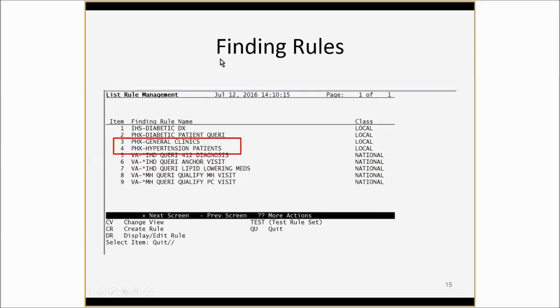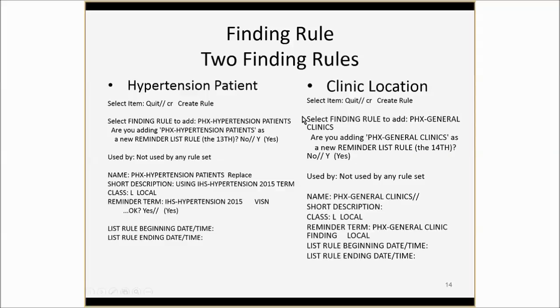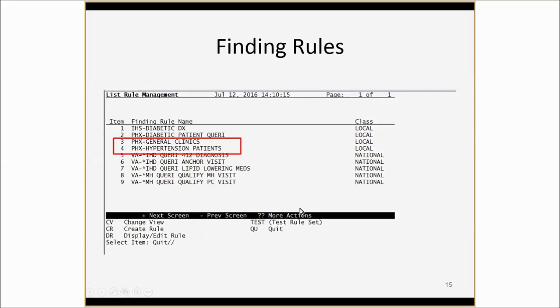Then I'm going to create the finding rules. So I create 2 different rules. The first one is the clinic. So I created my 2 rules. So now these are my finding rules. I have one that is a rule for the general clinic that is using my reminder term of hospital location to pull those patients. And then the second one is my hypertension. So it's going to use the IHS Hypertension 2015 term to pull those patients in.